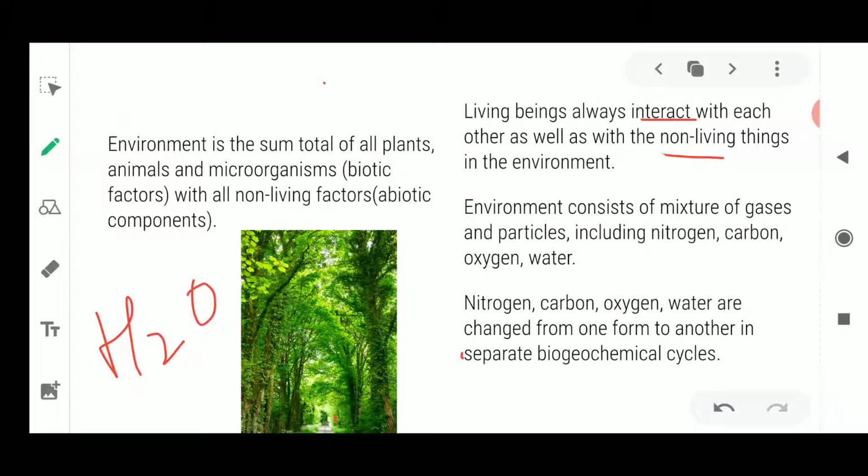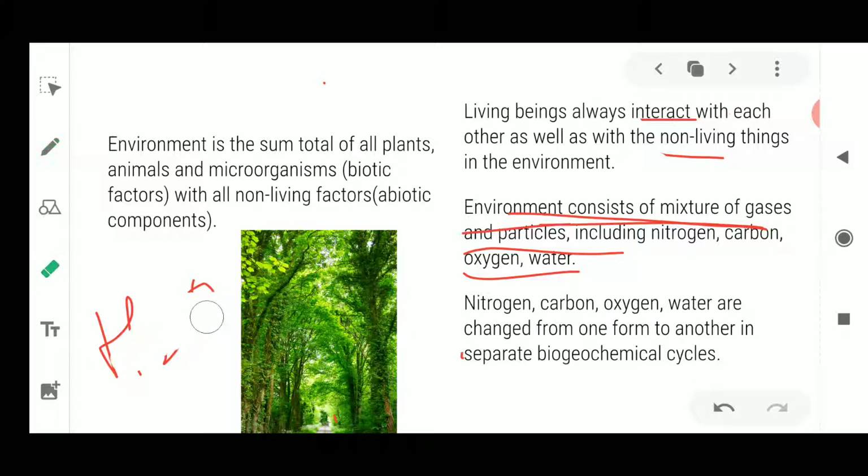Okay, so the environment consists of a mixture of gases and particles, including nitrogen, carbon and water. As I was just telling you about the atmosphere, this environment also contains the atmosphere.